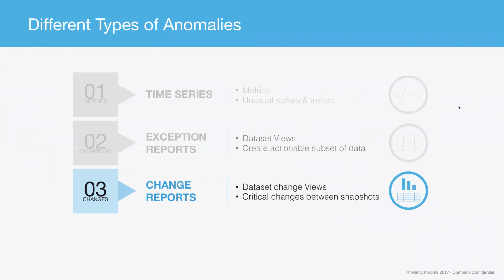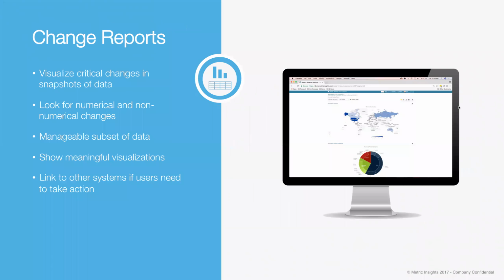The third and final thing we're going to look at is very similar, but it's the concept of what we call change reports. So rather than looking for exceptions in a single snapshot of data, now we're going to look for exceptions or changes between two snapshots of data, and they can be both numerical changes or non-numerical changes.